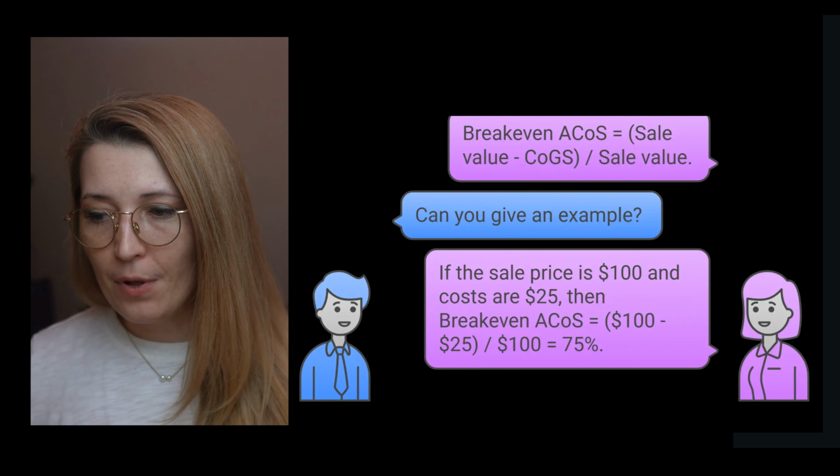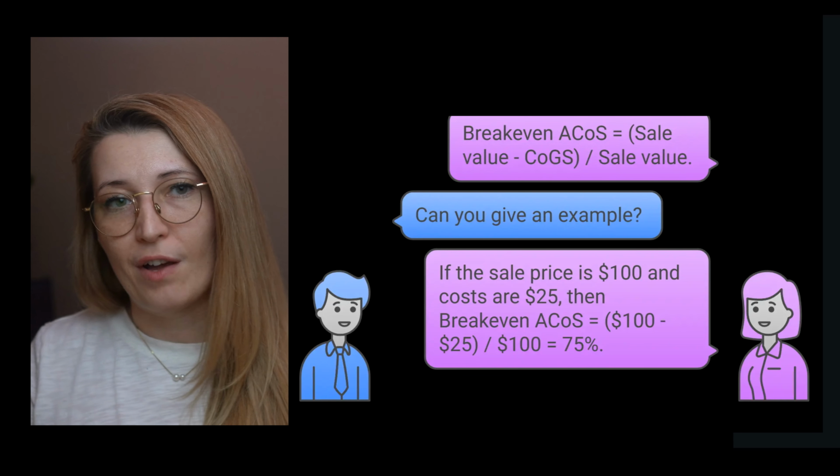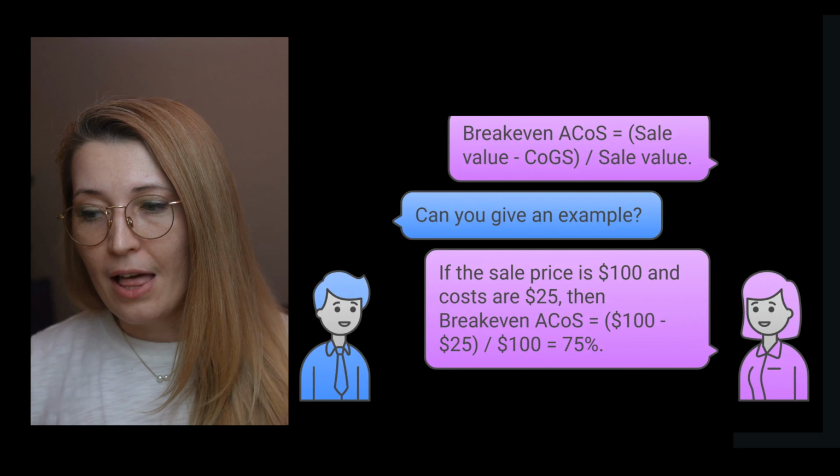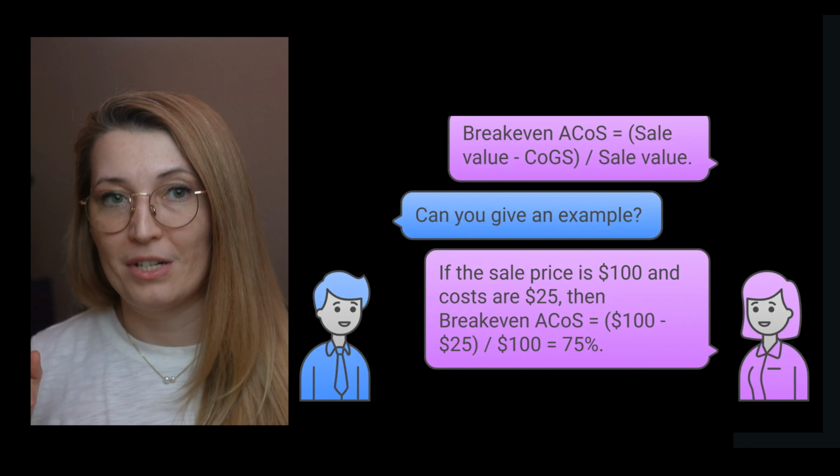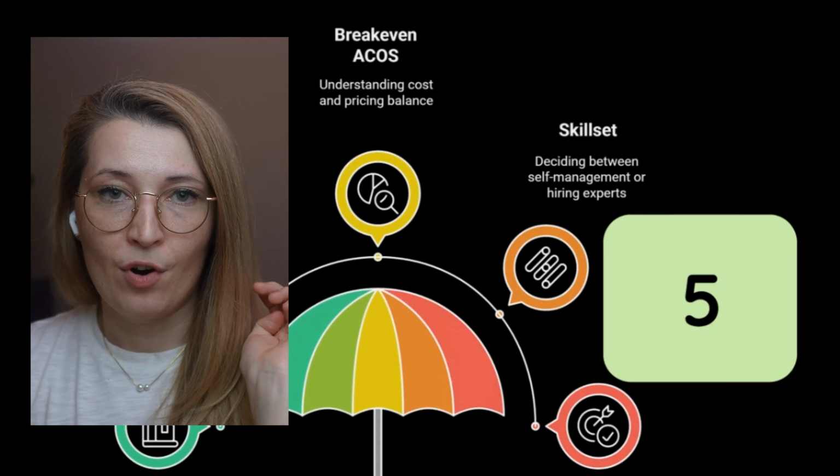So in this example, $100 minus $25, which is $75, and then we are going to divide by 100. So we're going to end up with 75%. Whatever ACoS is going to be equal to 75%, that means that you're breaking even. Whatever is underneath, it means that you are profitable, and whatever is over the 75% threshold is going to be negative profitability.